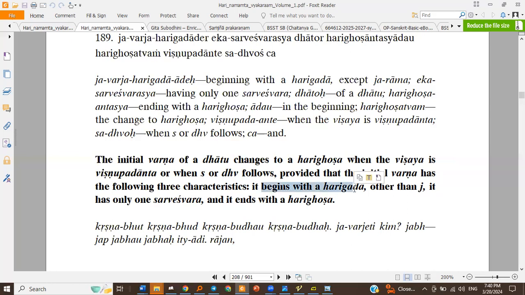It should begin with the Harigada other than Jarama. It has only one Sarveshwara. It should have one Sarveshwara, the Dhatu. And it ends with the Hari Ghosha. Okay, now looking at Krishna, Budh.